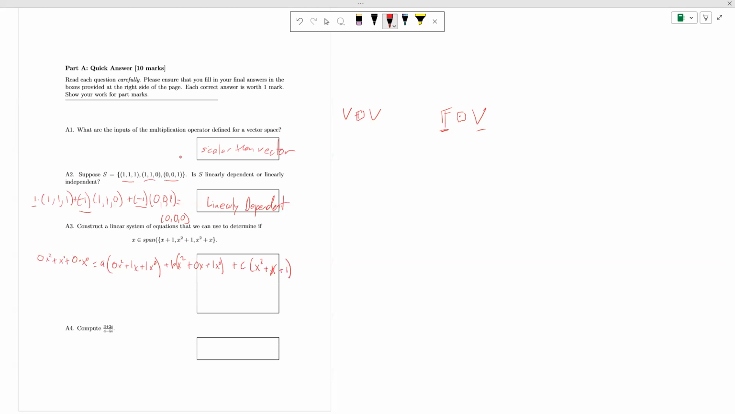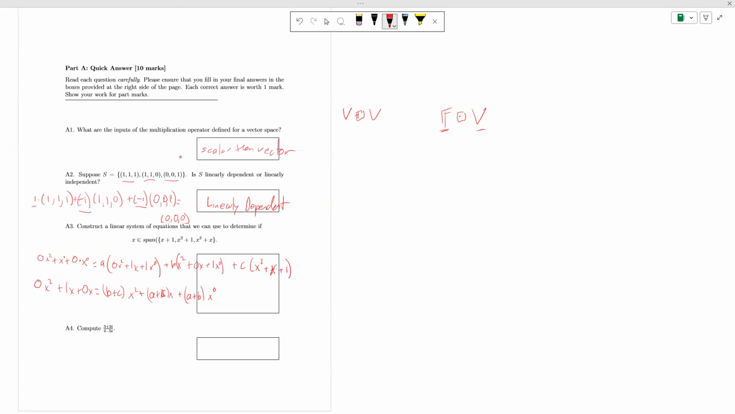And if we expand, we're getting 0x squared plus 1x plus 0x is equal to b plus c x squared plus a plus b plus a plus c x plus b plus c, or a plus b x to the 0.